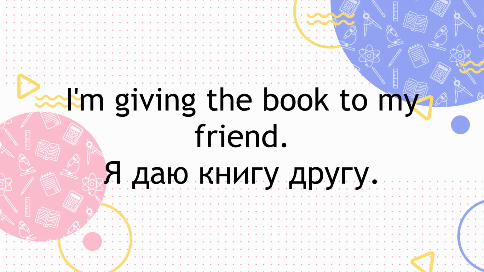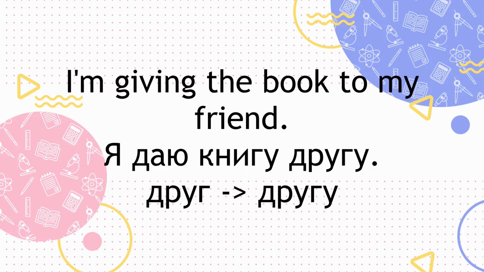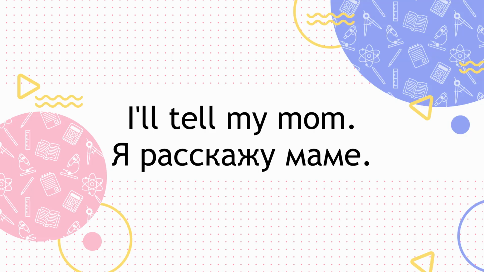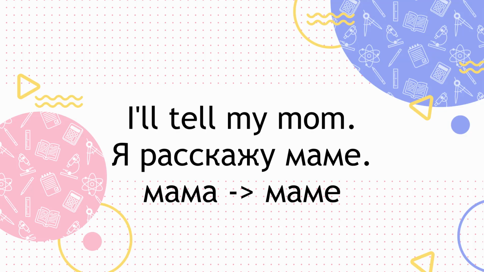In English we say, I'm giving the book to my friend. In Russian it is, я даю книгу кому? Другу. Друг, the initial form of the noun, becomes другу. The ending changes because the friend is the receiver of the action. I'll tell my mom. Я расскажу кому? Маме. Mama becomes маме.